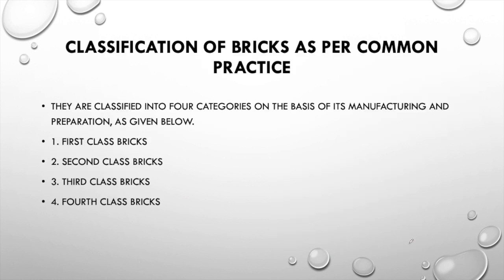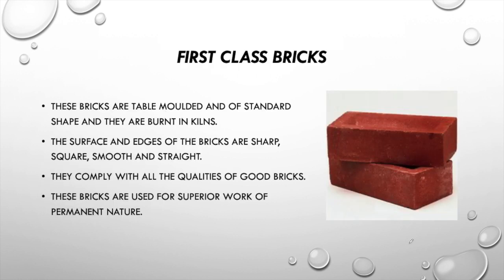Now the classification of bricks as per common practice. There are four kinds of bricks in common practice: first class, second class, third class, and fourth class bricks. We will see them one by one. First class bricks are of standard shape and size after the burning operation, and the surfaces and edges of the bricks are sharp, square, smooth, and straight. You can see in the picture also the sharp, square, smooth, and straight shape of first class bricks. The color is completely red, and they comply with all qualities of a good brick. These bricks are used for superior work of a permanent nature.